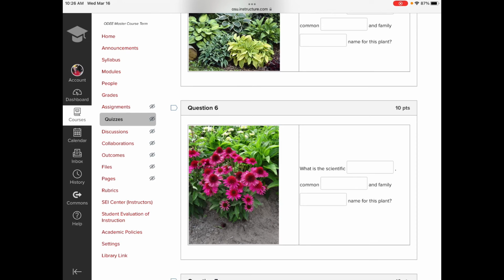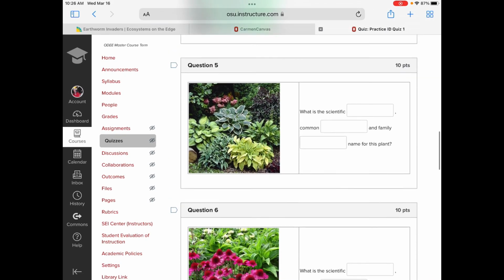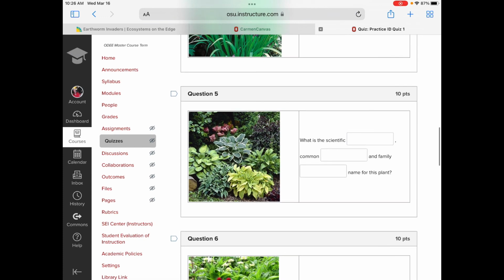It's worth a total of 10 points, but I could not get the quizzing system to break it down into individual points for individual parts of the scientific name.